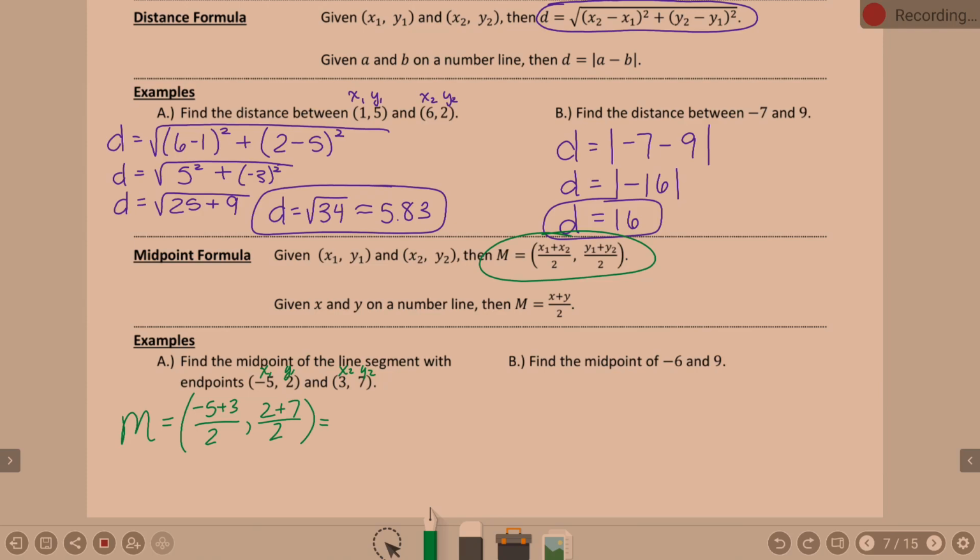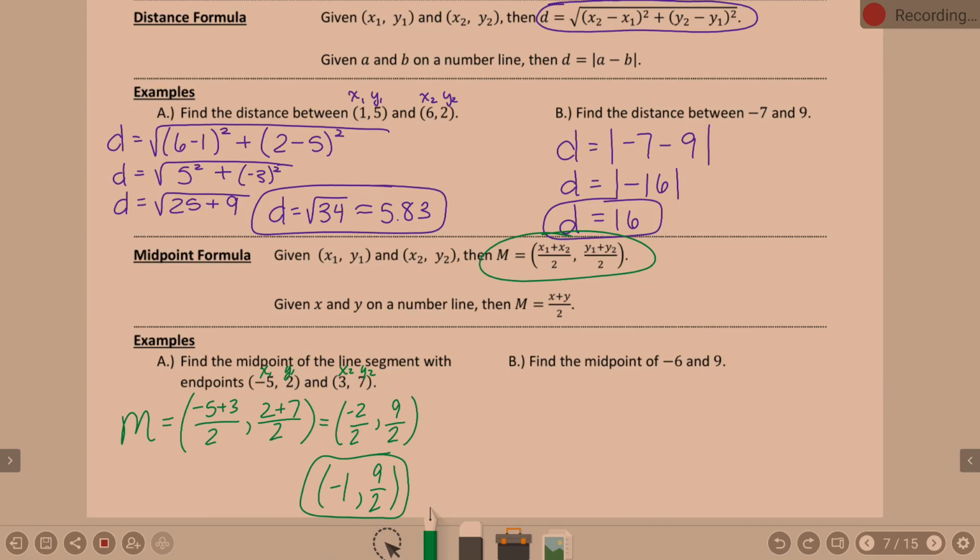Negative 5 plus 3 is negative 2. Negative 2 divided by 2 is negative 1. 2 plus 7 is 9. Divided by 2 is 4.5. I left mine as 9 halves. Realize 4.5 or 9 halves, I'd be happy with either. So the midpoint is negative 1, 9/2.